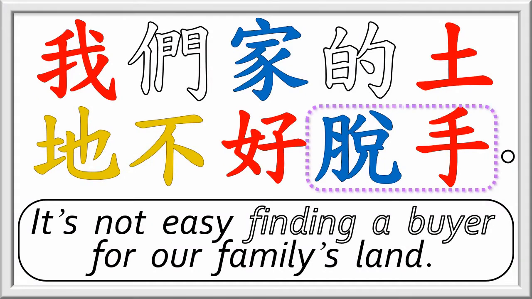Using the vocabulary that we've learned so far, we can make the expression 脱手, meaning to dispose of, get something off one's hands, to sell it. 我们家的土地不好脱手. It's not easy finding a buyer for our family's land.